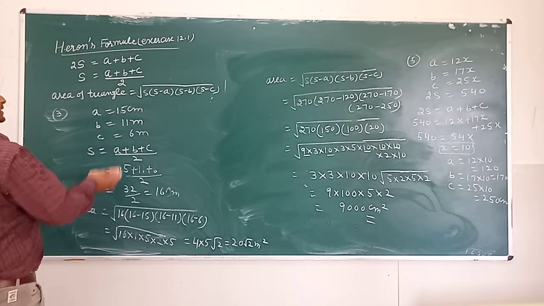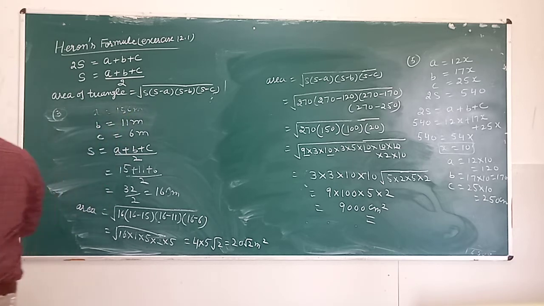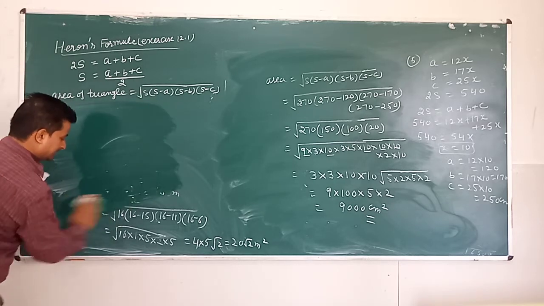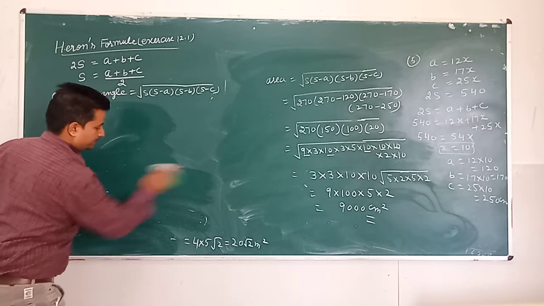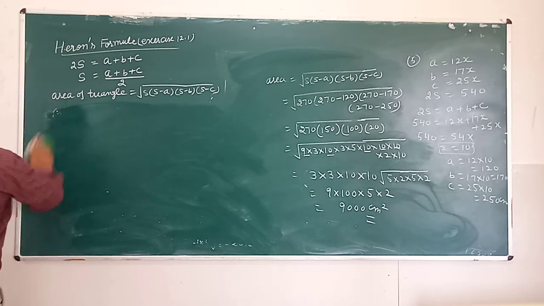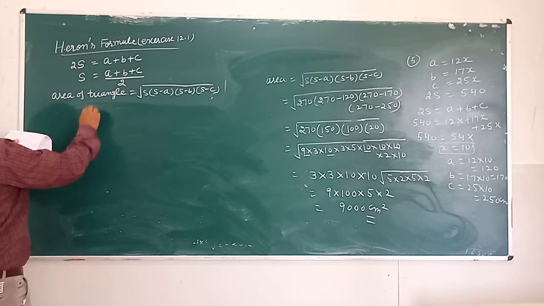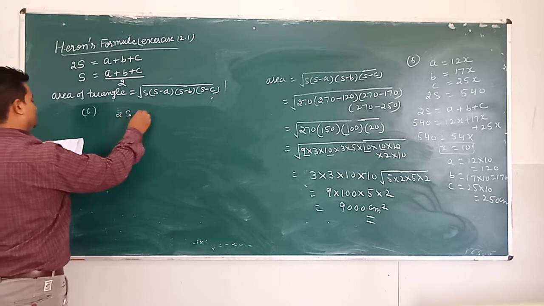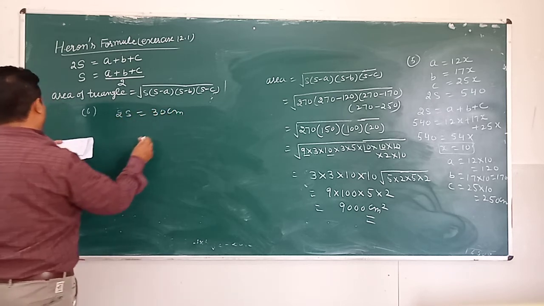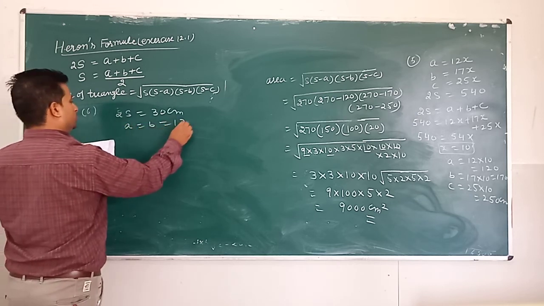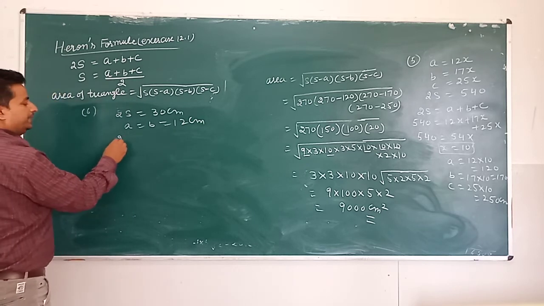In last question of exercise, the statement is, in question number 6, an isosceles triangle has perimeter, perimeter is 2s, which is 30, and each of the equal sides. This means A is equal to B is equal to 12. We are required to find the area.